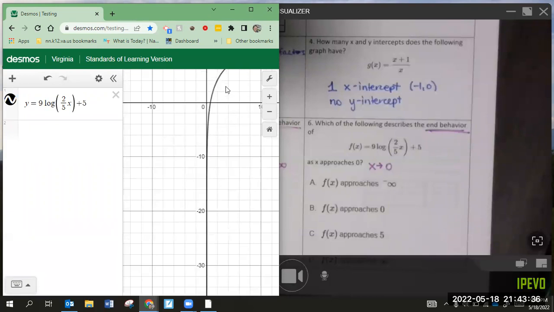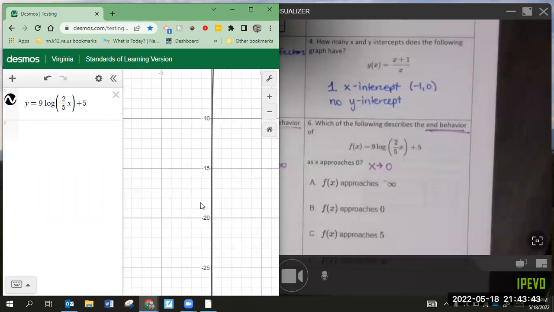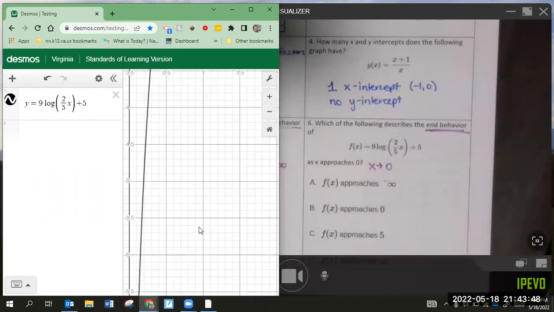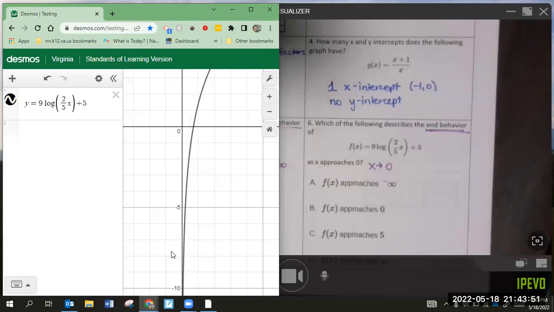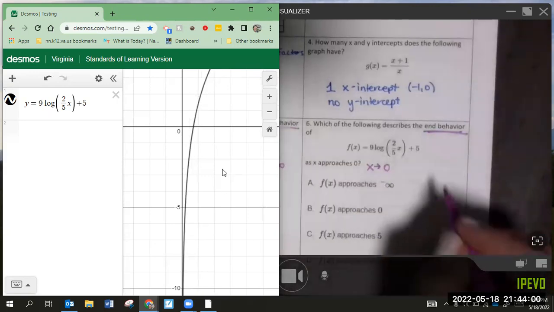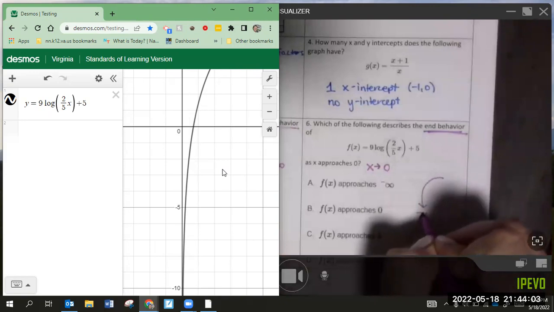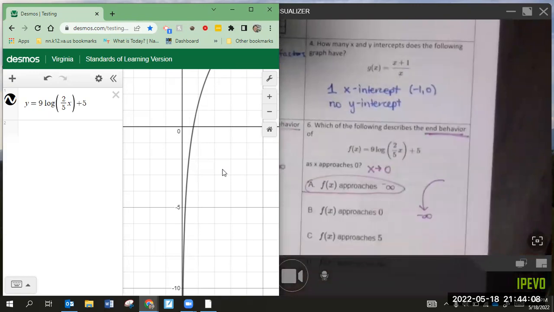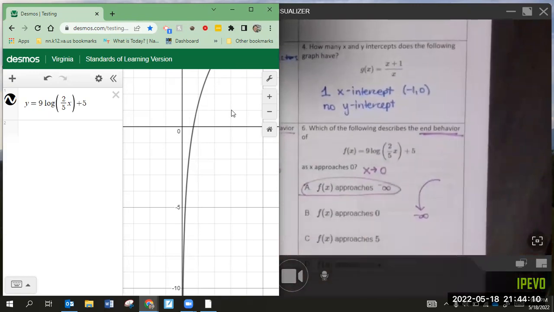What is happening as my x is getting closer to 0? Because if you notice, there's no x values in the negative side here, right? So as my x is getting closer and closer and closer to 0, what's happening? Well, my graph is going down, and my y is going to be approaching -infinity. So as my x gets closer to 0, my graph is headed downwards towards -infinity. Again, end behavior of graphs.